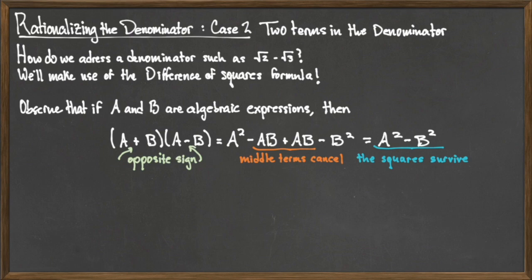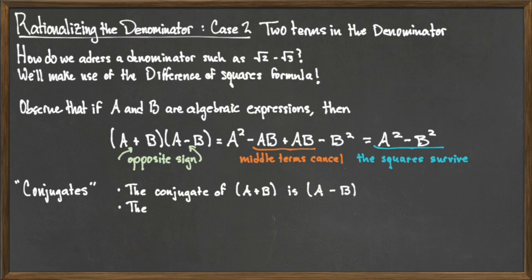But the key observation here is that a plus b and a minus b both have different signs in the middle. This is known as the concept of conjugates. The conjugate of the quantity a plus b is a minus b. And likewise, the conjugate of the quantity a minus b is a plus b. Essentially, I take a sum and I turn it into a difference, or vice versa, and I get the word conjugate.